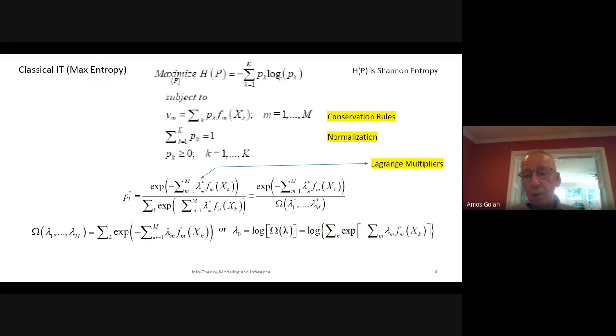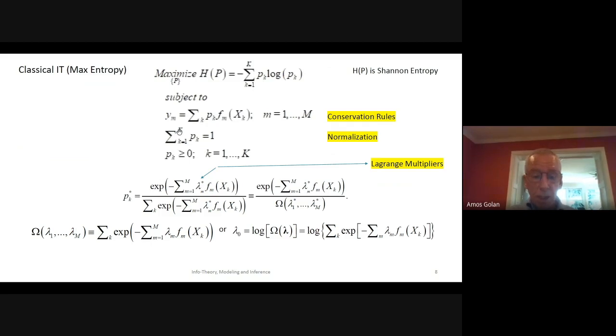I didn't put log sub 2 here. One can use any log that you want. Originally, it goes with log sub 2, so it has a meaning of bits of information. But for technical reasons, it's usually much easier to use the natural log, or ln. But as you know, it doesn't really matter what base log we use here. The solution with respect to the p's will remain the same. So this is the optimization problem.